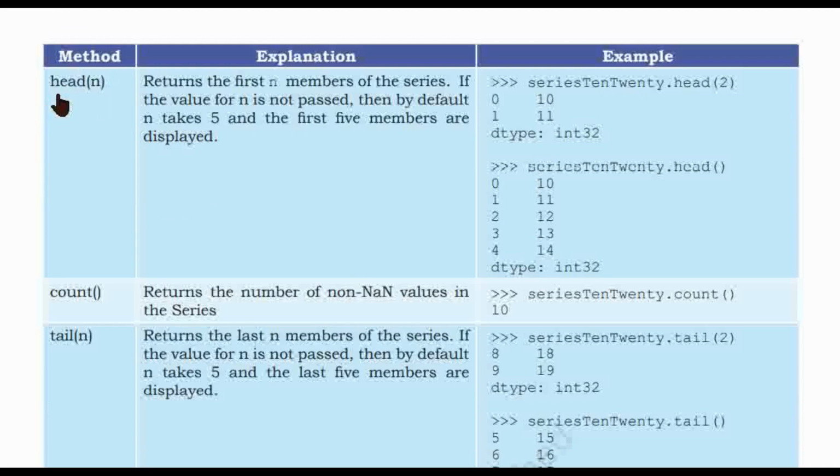Method head(n): returns the first n members of the series. If the value for n is not passed, then by default n takes 5 and the first 5 members are displayed. series1020.head(2) gives 0: 10, 1: 11, dtype int32. series1020.head() gives 10, 11, 12, 13, 14.